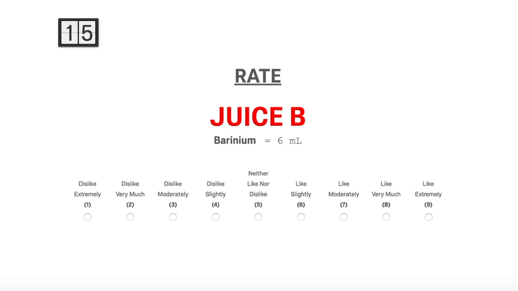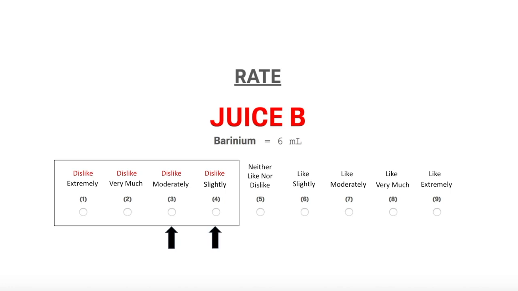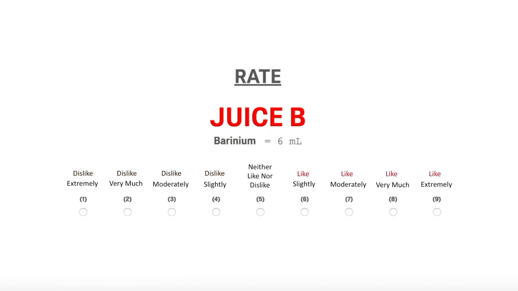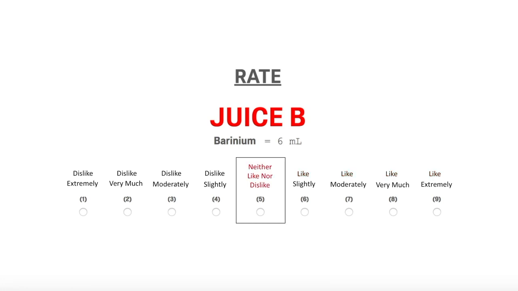to do this. If you dislike the juice, your rating will fall on the left side of the scale from 1 to 4, and you can indicate how much you dislike the sample by selecting dislike slightly, moderately, very much, or extremely. If you like the sample, your rating will fall on the right side of the scale from 6 to 9, and you can indicate how much you like the sample by selecting like slightly, moderately, very much, or extremely. If you neither like nor dislike the sample, select the middle option. When making your ratings, you should click on the response option that best describes your reaction to the juice.